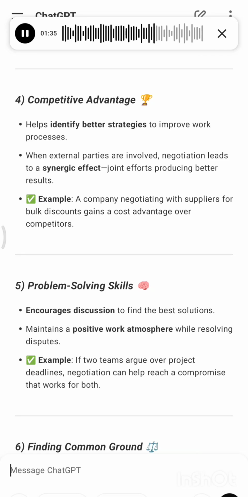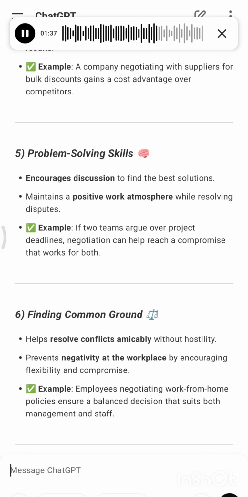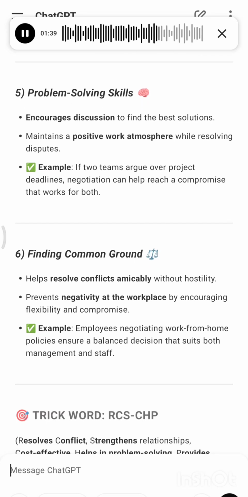5, problem-solving skills. Encourages discussion to find the best solutions. Maintains a positive work atmosphere while resolving disputes. Example, if two teams argue over project deadlines, negotiation can help reach a compromise that works for both.